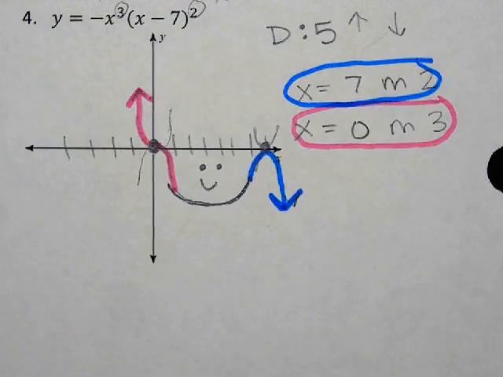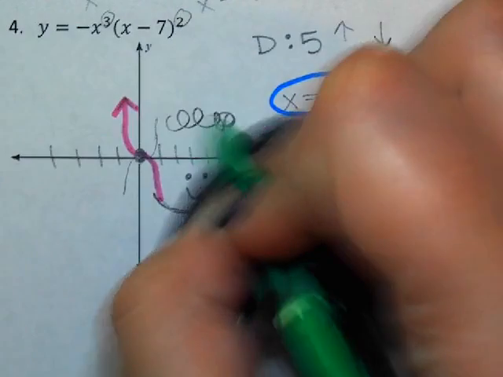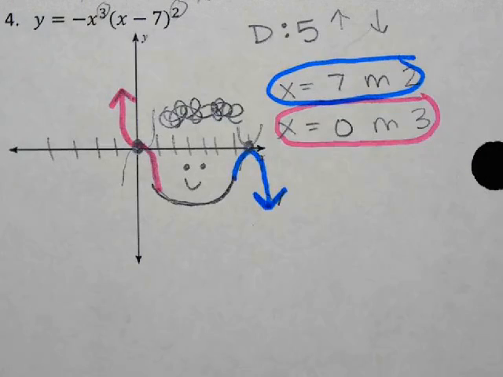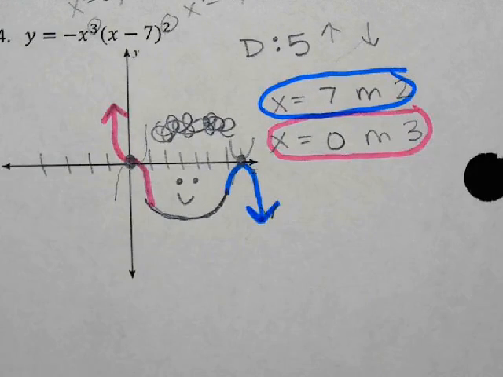Yes. Because polynomials always have smooth curves. The only time you can get sharp corners and things is with a piecewise function or with an absolute value graph. And since we don't have either of those, we're going to have smooth transitions. Yeah, good question. All right.